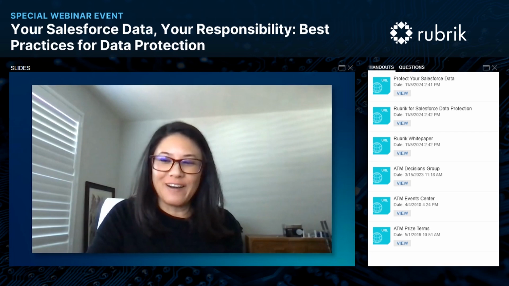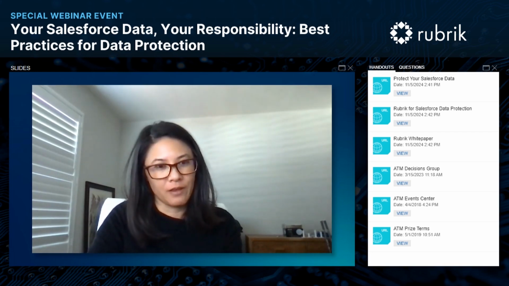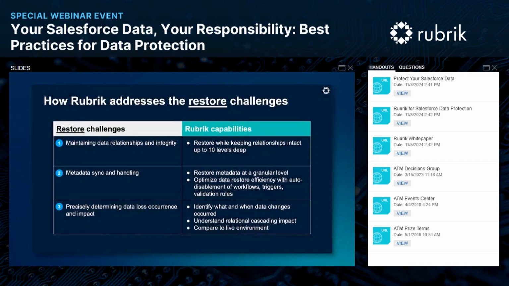Okay, now let's switch it up to when it comes to restores. So the challenge we talked about first, and by far, was around maintaining data relationships and data integrity, and how that creates lots of pain, lots of challenge, lots of headaches to figure out how to do that. So with Rubrik, when you restore Salesforce data or Salesforce records, you're able to keep those relationships intact, right? Up to 10 levels deep.